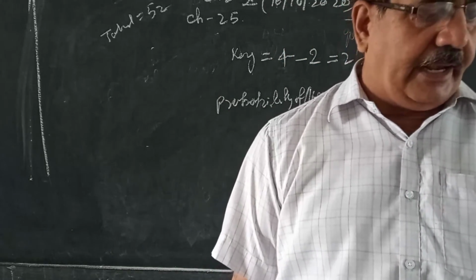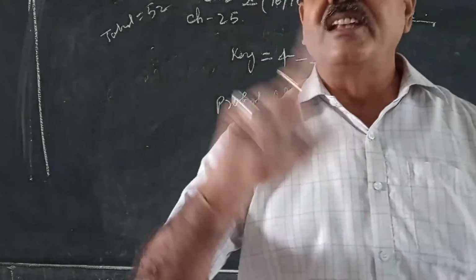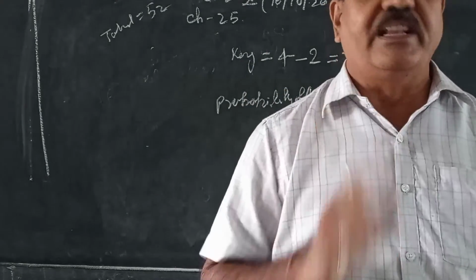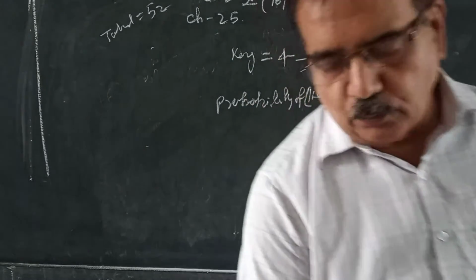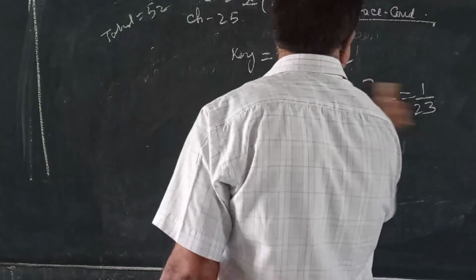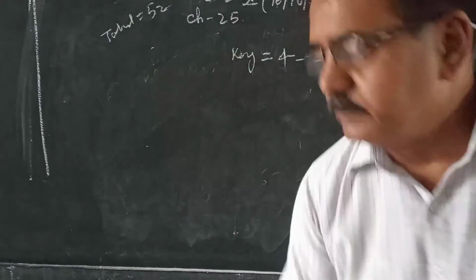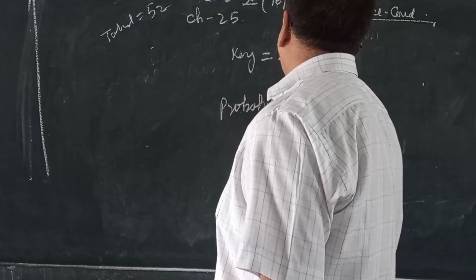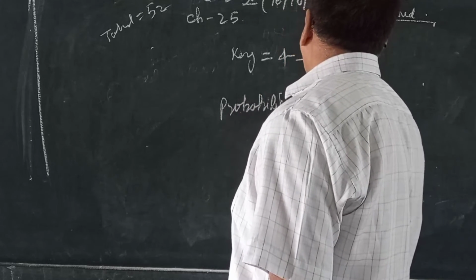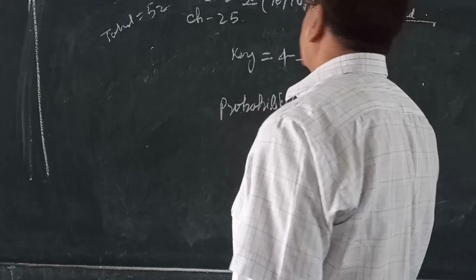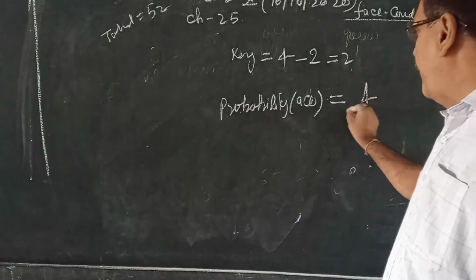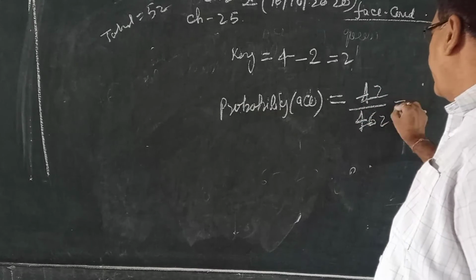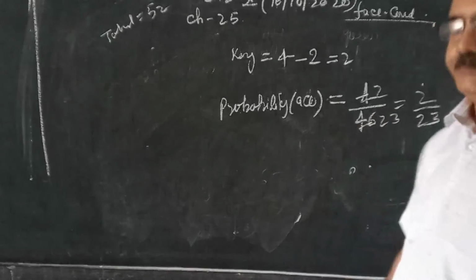Third question, an ace. An ace is not removed. So how many aces? In each suit one ace is there, so the total number of aces is 4. So the probability of an ace card will be total ace cards 4 by total cards 46. So 2 by 23. Answer: probability 2 by 23.